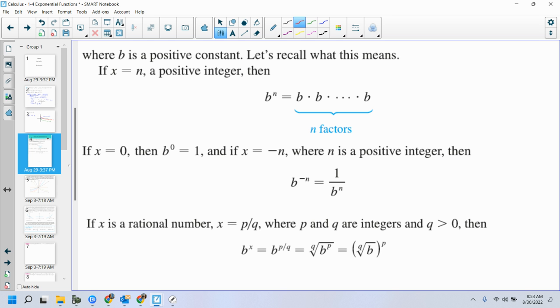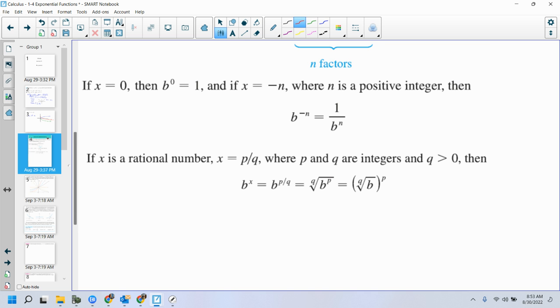If x is a rational number like p over q, where it's a fraction, it might be a good idea to write down that rule where b to the p over q is equal to the qth root of b to the pth power. So q is the index, p is the power, right? The denominator of the fraction is the root, and the p is the power.